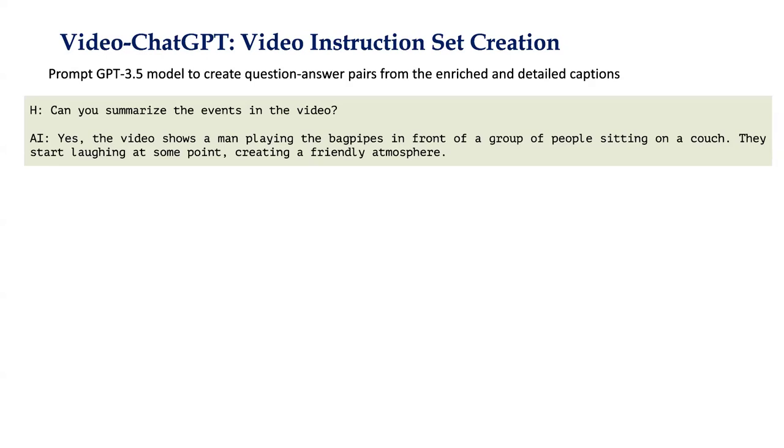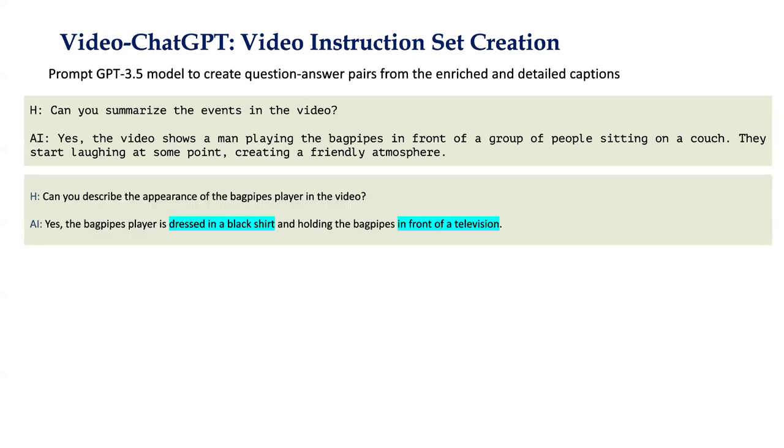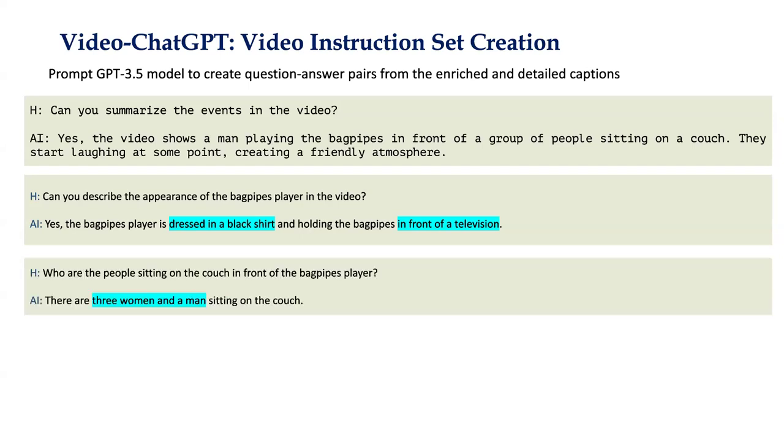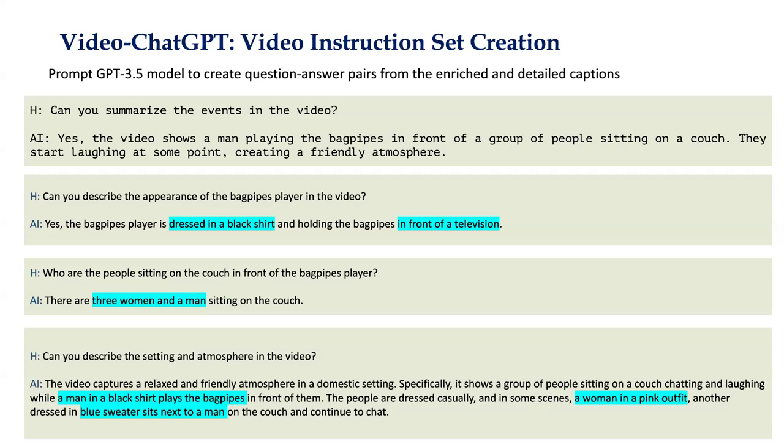One example: can you summarize the events in the video? Yes, the video shows a man playing bagpipes in front of a group of people sitting on a couch. They start laughing at some point, creating a friendly atmosphere and so on. Then, can you describe the appearance of the bagpipes player in the video? He's in black in front of a television, and all those things. And who are the people sitting on the couch in front of the bagpipes? The three women and a man, and so on. So these are the questions generated by GPT 3.5 based on the captions of this video, which we went through how to get. Note there's no video input to that, since GPT 3.5 does not take video.